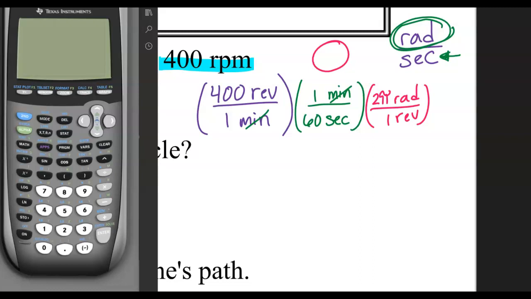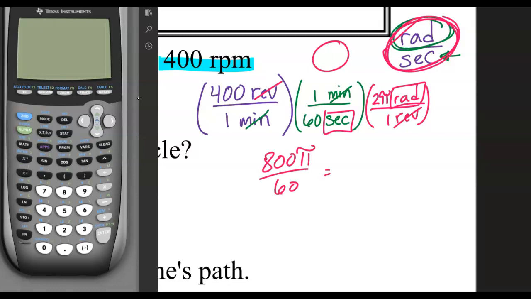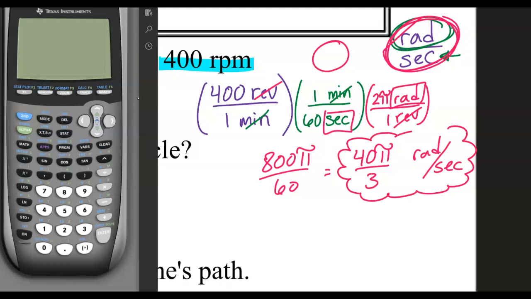So then we check, do the things that I wanted to cancel, minutes canceled, revolutions canceled. I'm left with radians over seconds, which is exactly what I needed. And now all I need to do is multiply 400 times 2 pi is 800 pi over 60. This simplifies down to 40 pi over 3 radians per second. This is our velocity.